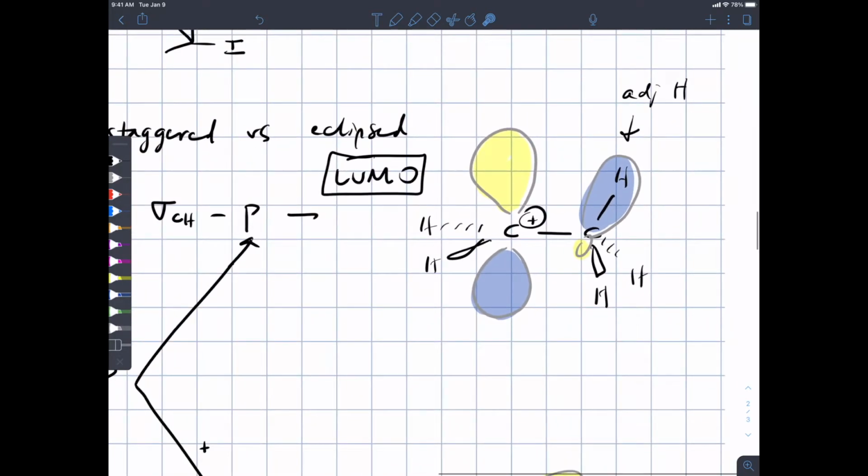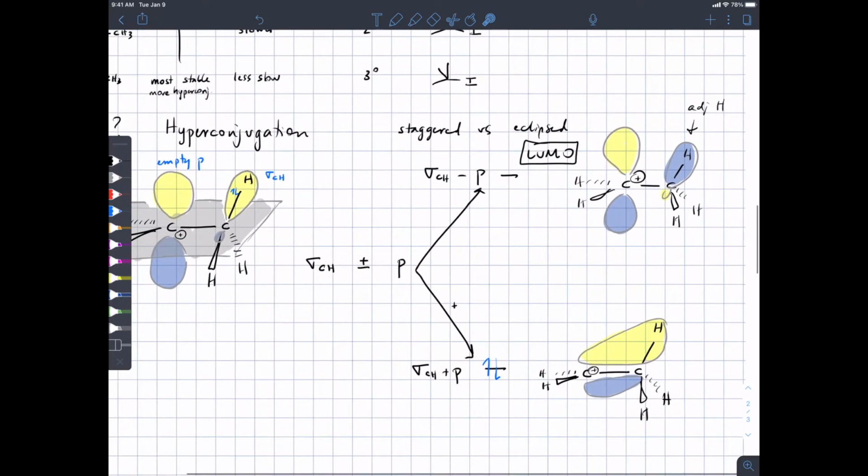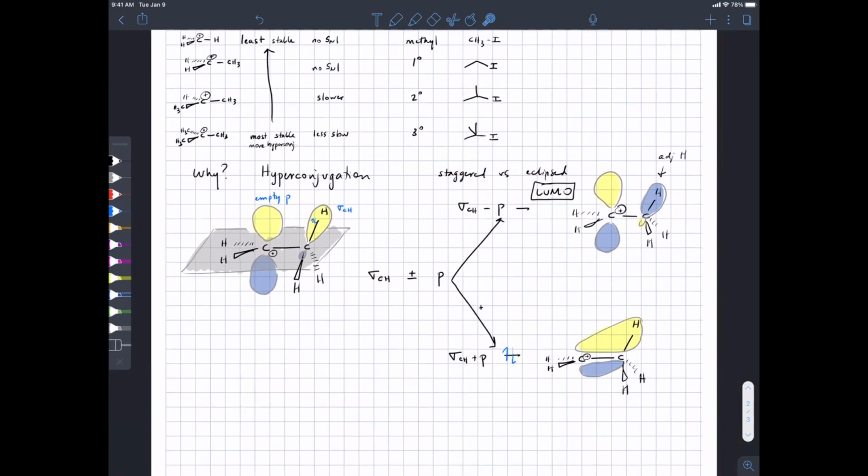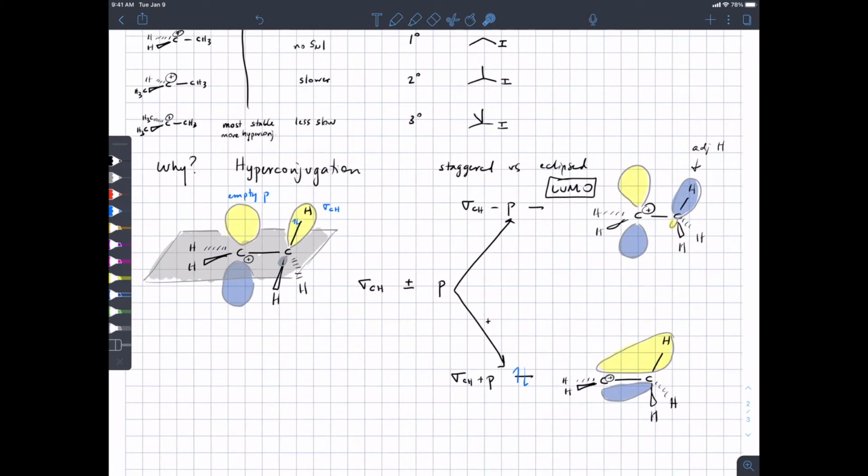Marianne, you asked, where did I say the LUMO was? The LUMO is mostly the empty p orbital, but a little of it is on that adjacent carbon-hydrogen bond. Okay, other questions? So that's the why, for why tertiary carbocations are more stable than primary carbocations.